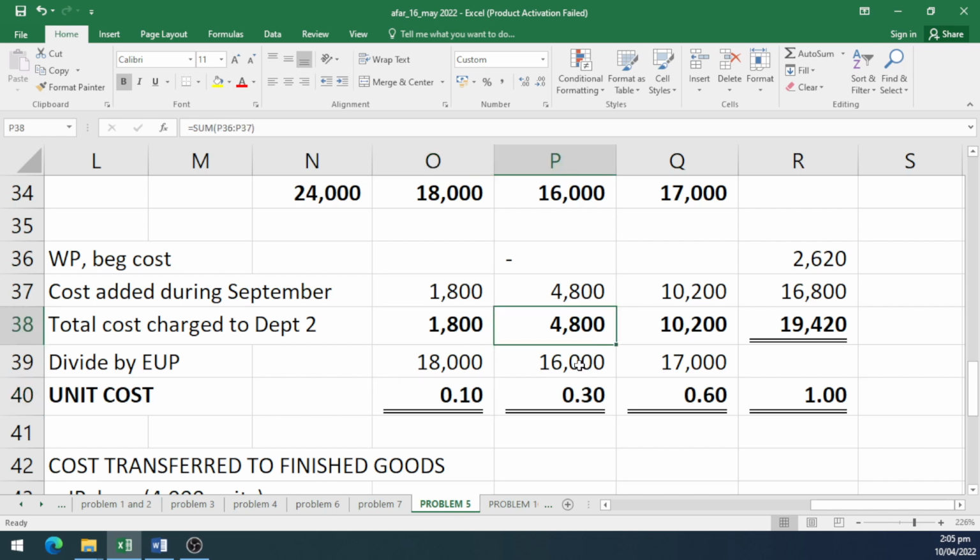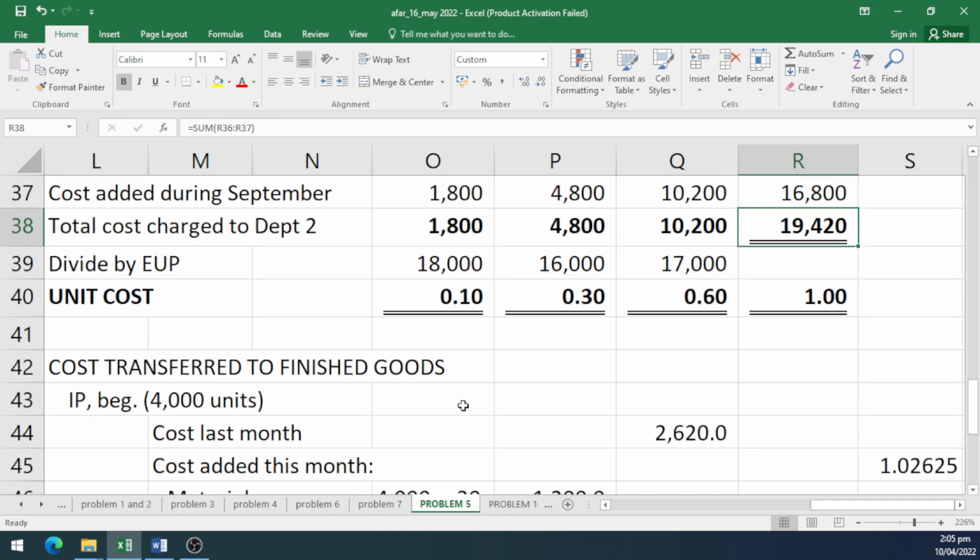So that's 0.10. For materials, divide by 16,000. That's 0.3. For labor and overhead, 10,200, divide by 17,000. That's 0.6. Total cost per EUP, 1. Well, that is not the cost per finished goods, kasi hindi kasama tong 2,620 nung nag-compute tayo ng unit cost. So, 19,420, i-allocate natin ngayon. Ito, magiging costing natin.